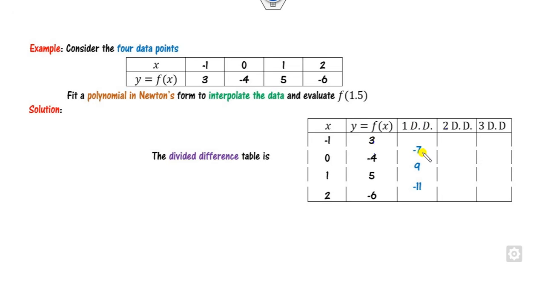Now it's a second difference, so you have to subtract this number. It is 9 minus minus 7 divided by 1 plus 1, which is 16 divided by 2, that is 8.